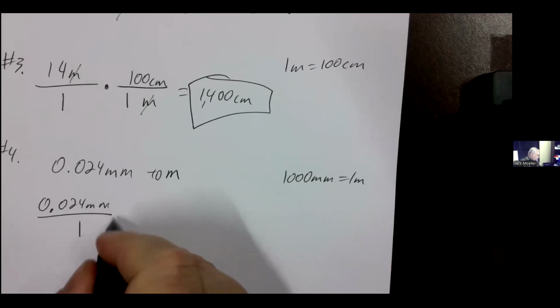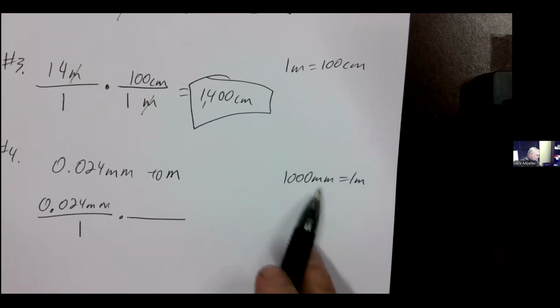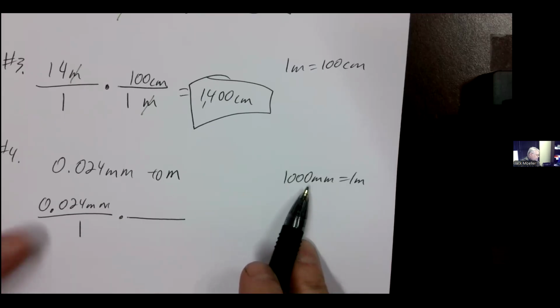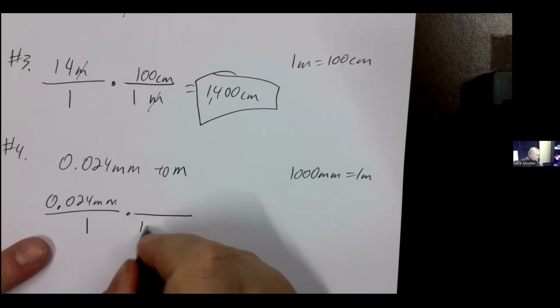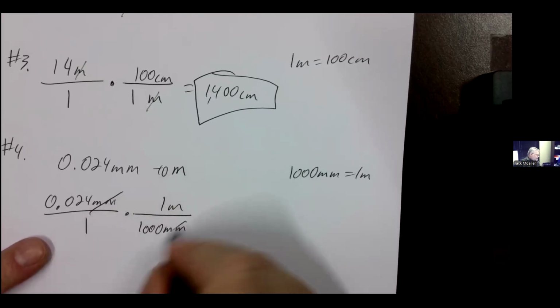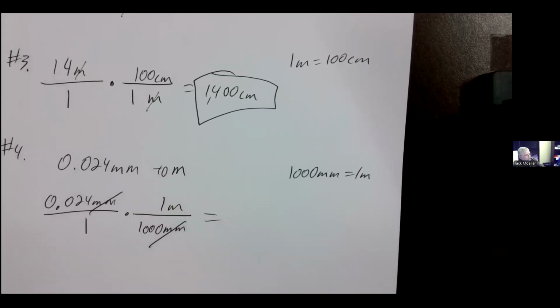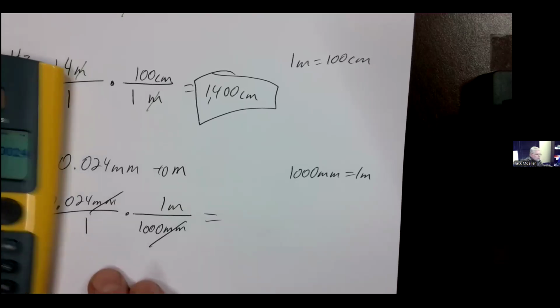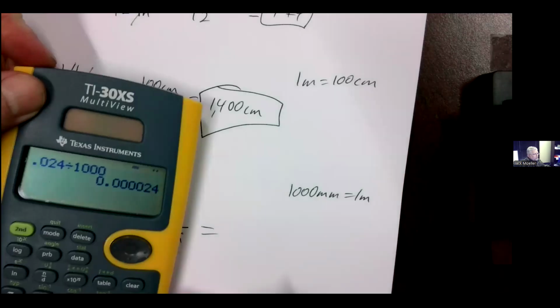Well, we need to get rid of millimeter. So millimeter needs to go on the bottom. So 1,000 millimeters is 1 meter. Now we're doing 0.024 divided by 1,000. Again, the nice thing about the metric system, and what that chart and the problem is referring to, is you're just moving decimal places if you're going from metric to metric. But when in doubt, just go in your calculator.